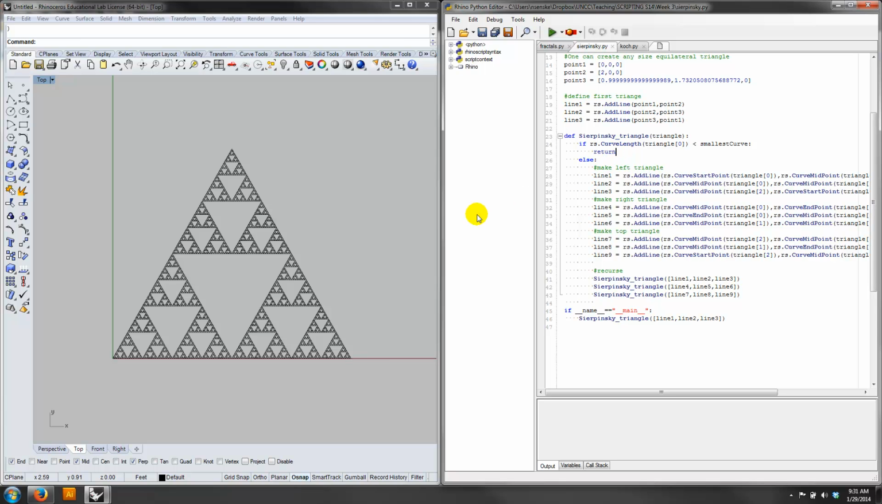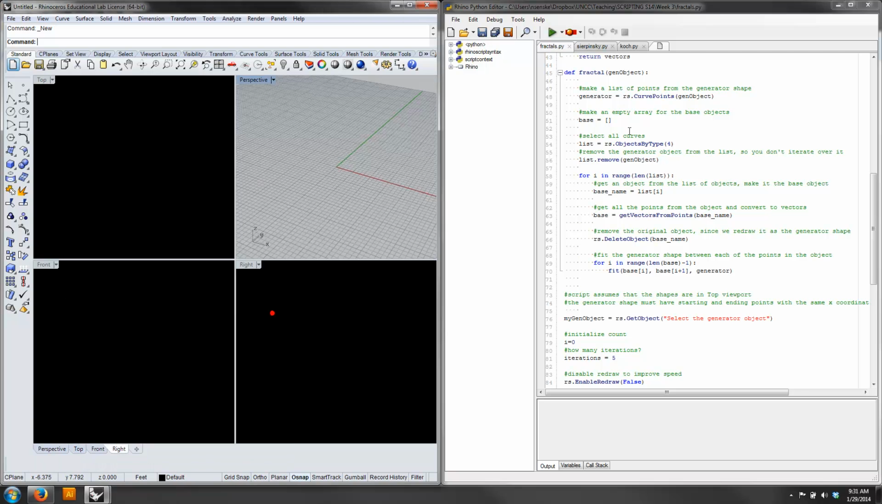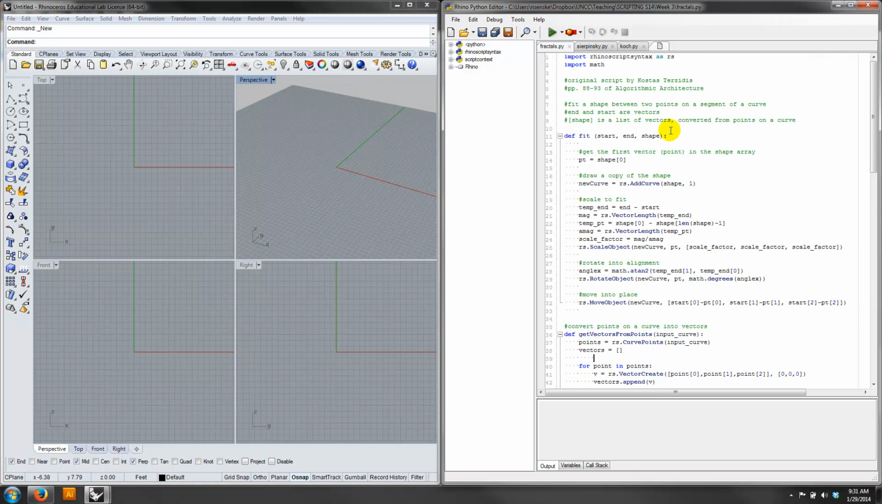Okay. So there's that, and then the last one I have for you is a generic fractal, which is adapted from the book Algorithmic Architecture by Kostas Terzidis, who teaches at Harvard University. This is on pages 88 to 93. This is actually written in MEL Script, which is Maya's embedded language, and I have adapted it to Rhino Python.